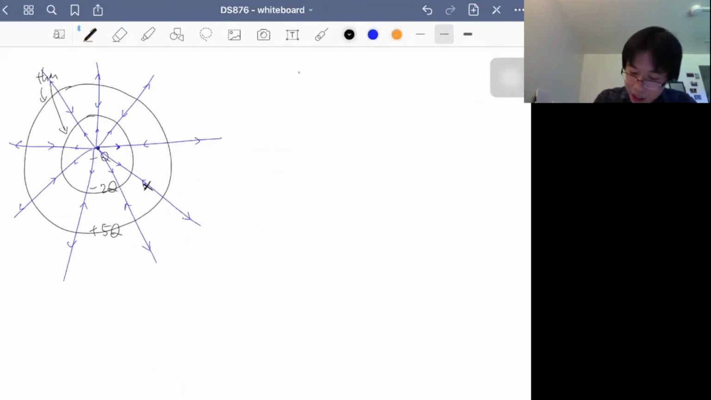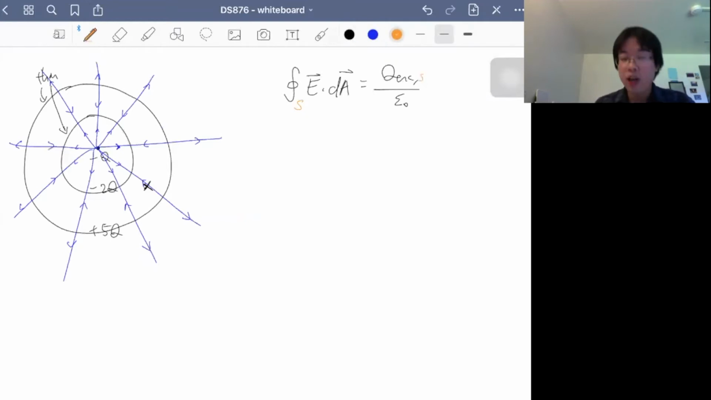The second step is to recite Gauss's law. Notice I have written down the surface over here. So what is S? S is the Gaussian surface where you want to calculate your electric field strength. So I want to calculate it over here. I'm going to draw a surface like this and call it S. That will allow me to calculate the electric field at that point.